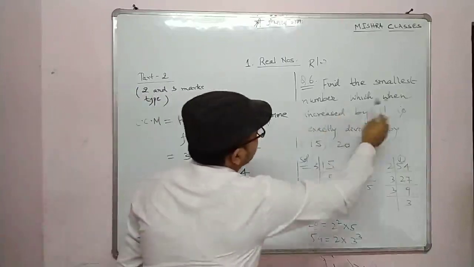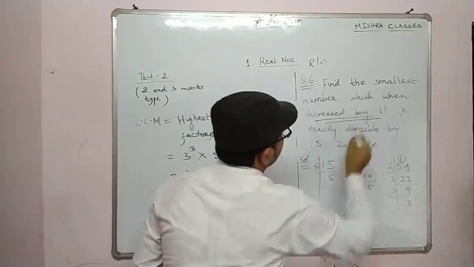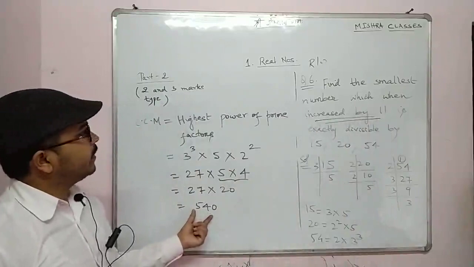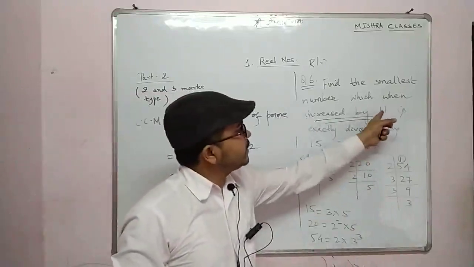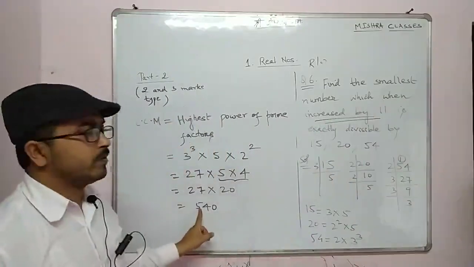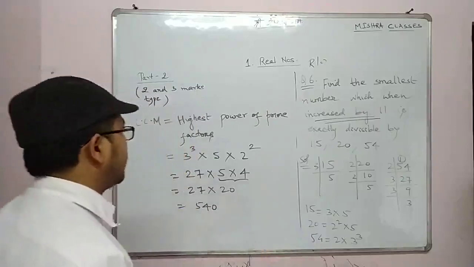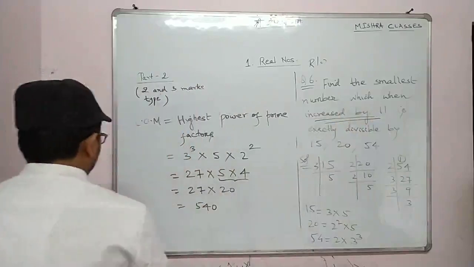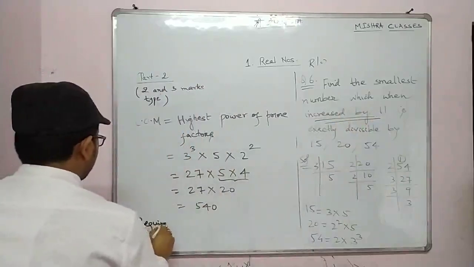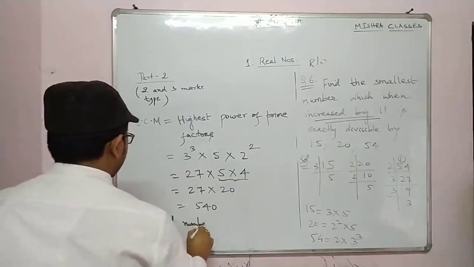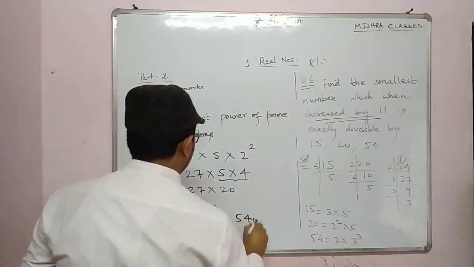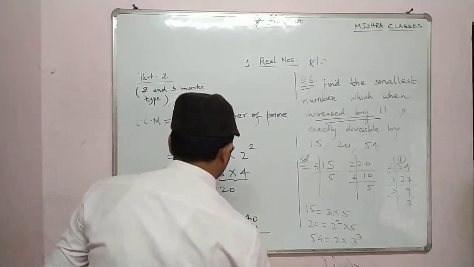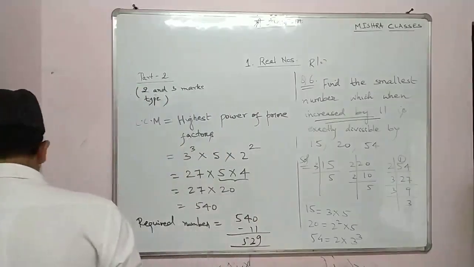Now, find the smallest number which, when increased by 11. Okay, so we are getting 540. Now we will subtract this 11 from this 540, then we will get the required number, because it is increased by 11. That means required number equals 540 minus 11. How much? 529. Required number is 529.